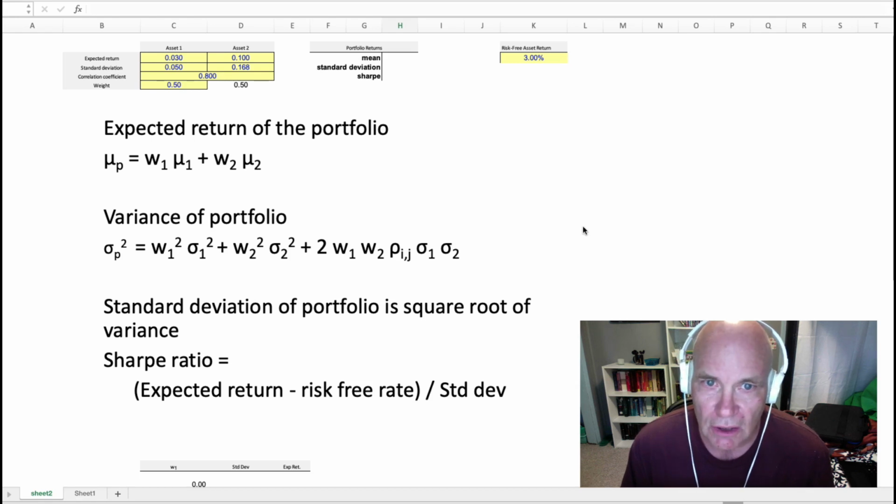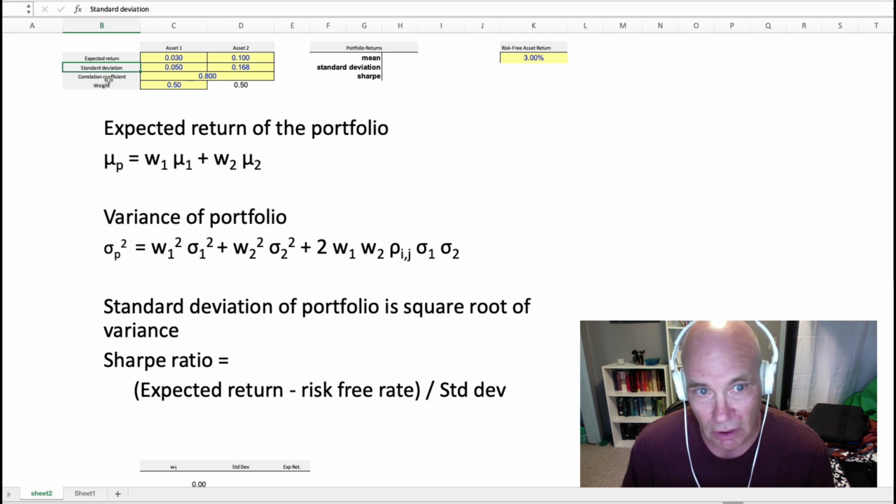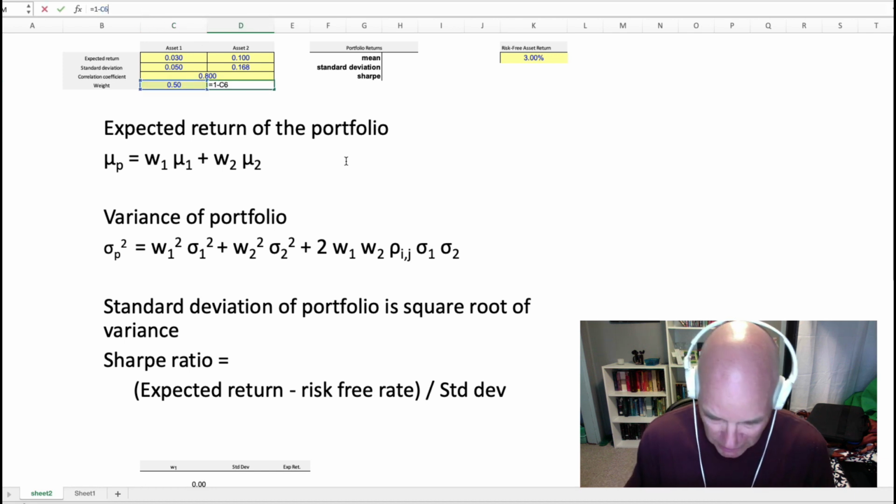All right, we are going to now implement the calculation of this portfolio in an Excel spreadsheet. We have laid out here asset 1, expected return from asset 1, standard deviation from asset 1, and the correlation between the two, 0.8. There's only one correlation between the two assets. 0.5 weight on asset 1, which means 0.5 weight on asset 2. We wrote a little formula there.